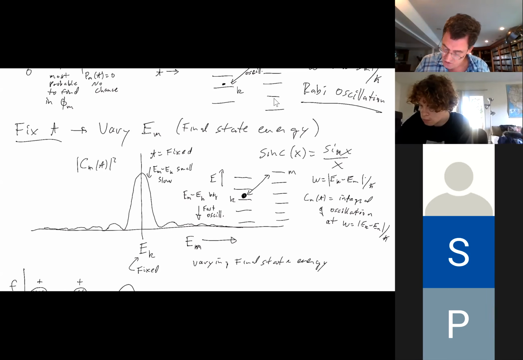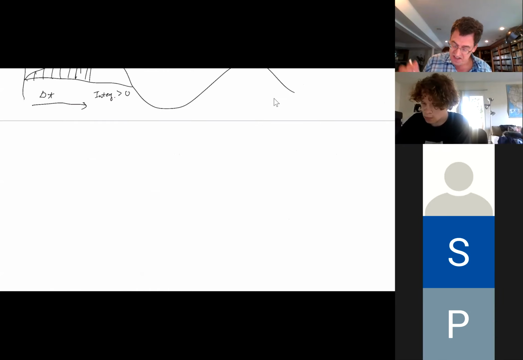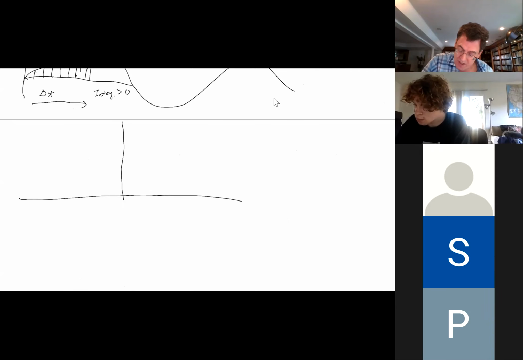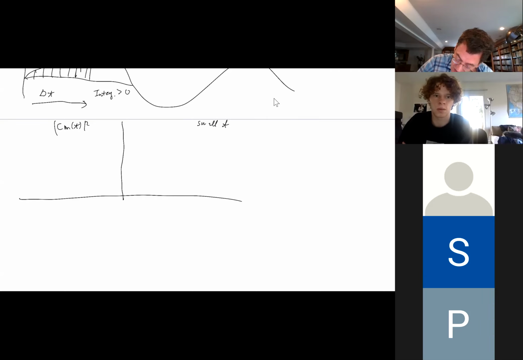And it actually gets kind of freaky, because you can take this reasoning further. We can think of it like this: we can plot this thing Cm of t squared for very small t, and we can see that it looks like this, where this is Em, and this is Ek.